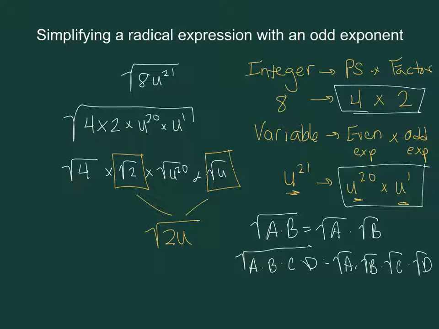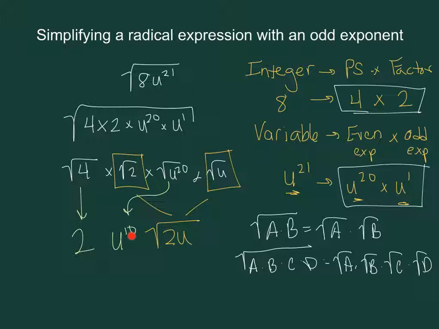Alright, so that's the first thing I'm going to do. Next, I'm looking at the square root of 4. Well, I know the square root of 4 is simply 2, and the square root of u to the 20th is just going to be u to the 10th. Now look for the pattern here. The reason that it's u to the 10th is simply because this started off as 20, and the square root will divide the exponent in half to make it 10.